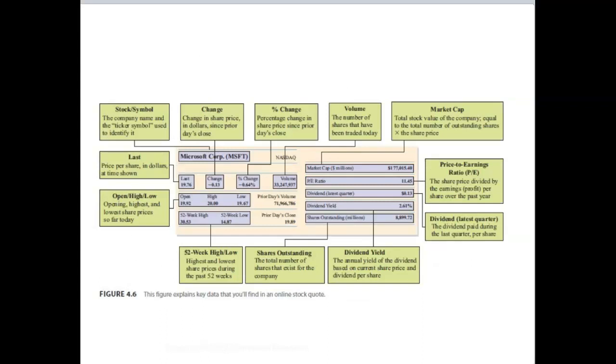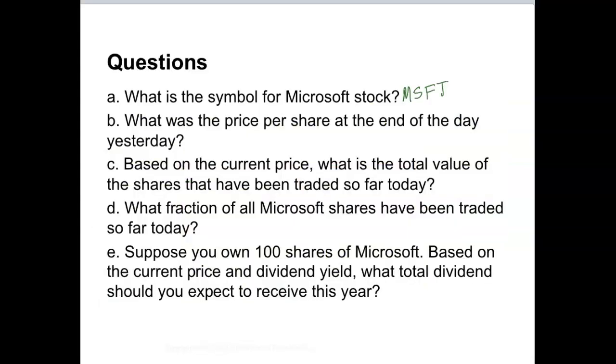So this one's a simple calculation. The last share sold for $19.76. It's gone down 13 cents since end of day yesterday. So meaning if we add that 13 cents to the 1976, end of day yesterday was $19.89.